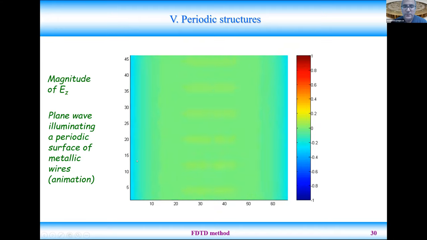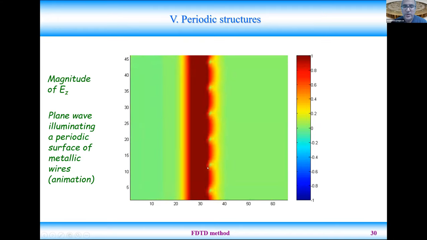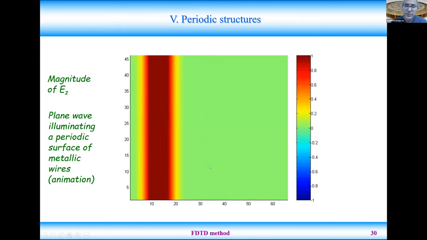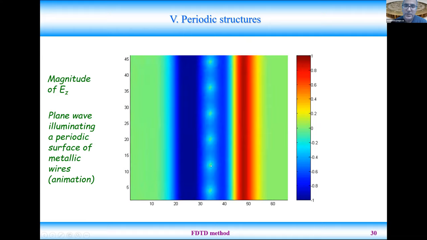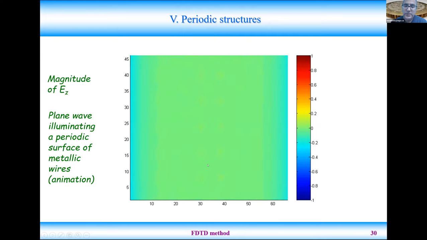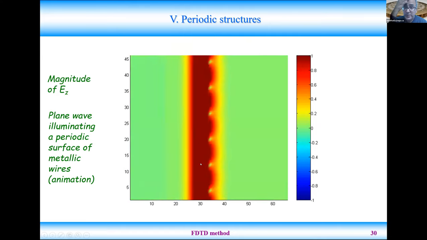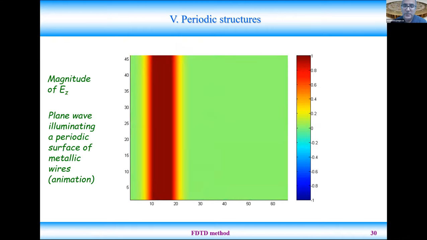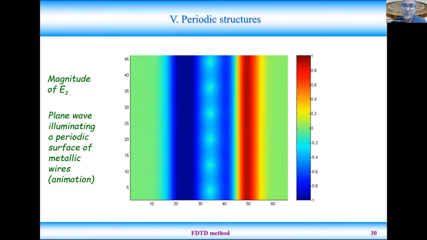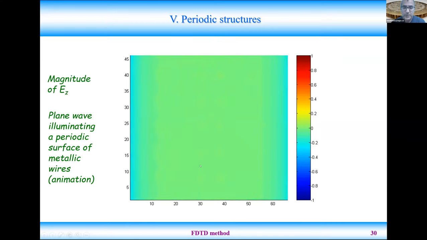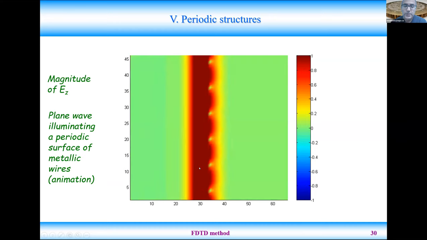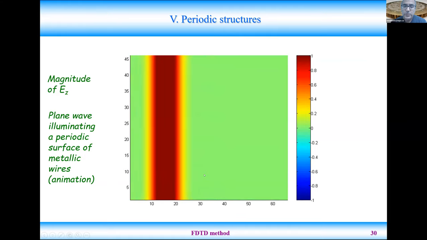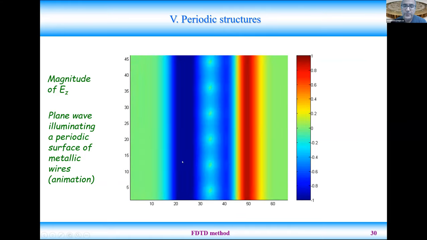When the electromagnetic wave arrives at the metallic wire, a current is created in the metallic wire, in the opposite direction of the electric field, and this will generate a diffracted wave with the opposite amplitude. That's why we have blue. You see here, the blue one is negative. So it's due to the diffraction of the metallic wire.